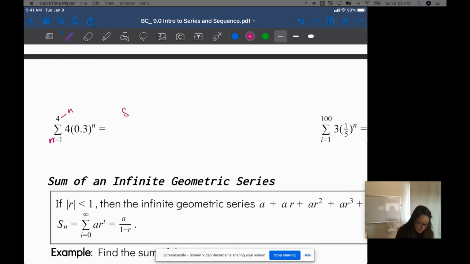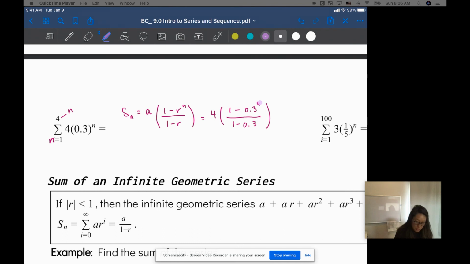So I have S sub n is equal to a times 1 minus r to the n over 1 minus r. So I get 4 times 1 minus 0.3 to the 4 over 1 minus 0.3. Make sure that you raise the 0.3 to the 4 first before you subtract that from 1. So I get S sub n is equal to 5.668 when I plug that into my calculator.